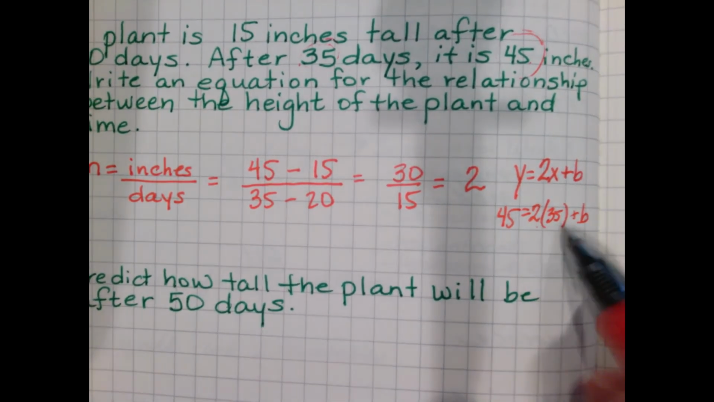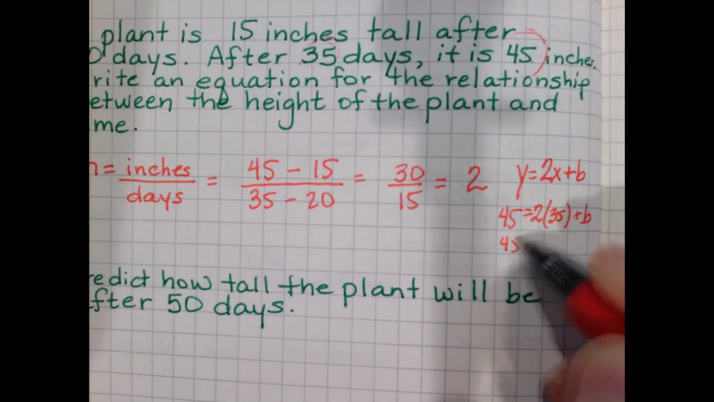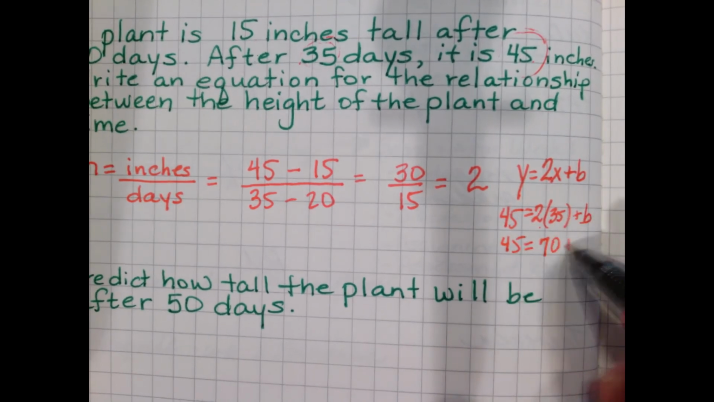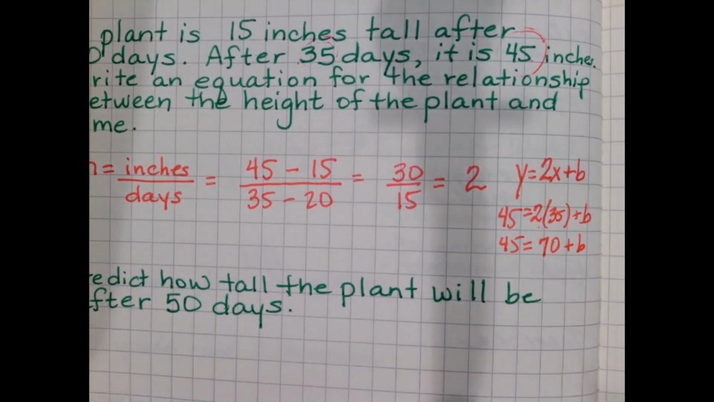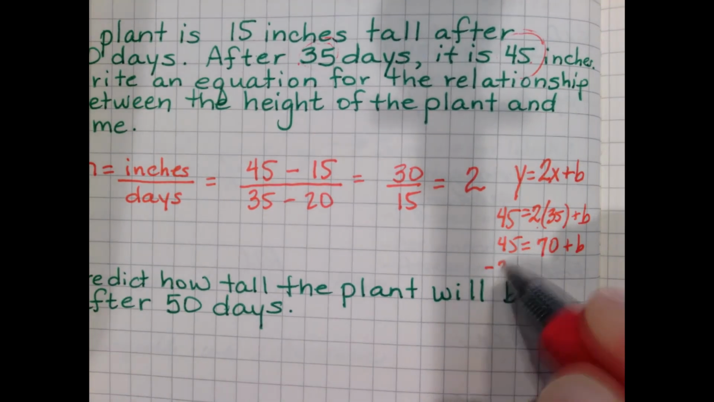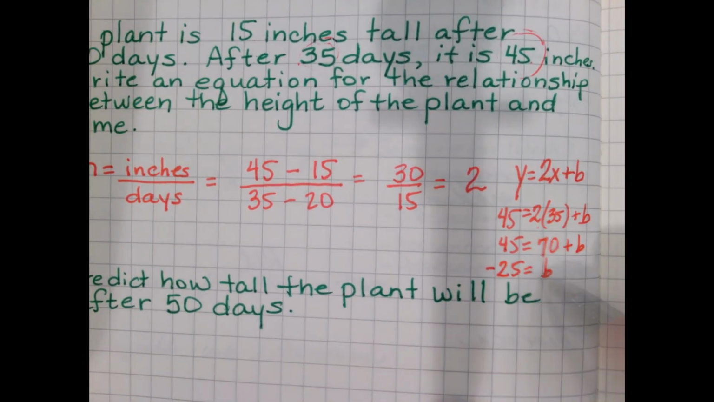So you can put 2 times 35 in your calculator. That's going to give you 70. And then subtract 70 from both sides. You're going to get a negative 25 here for b.